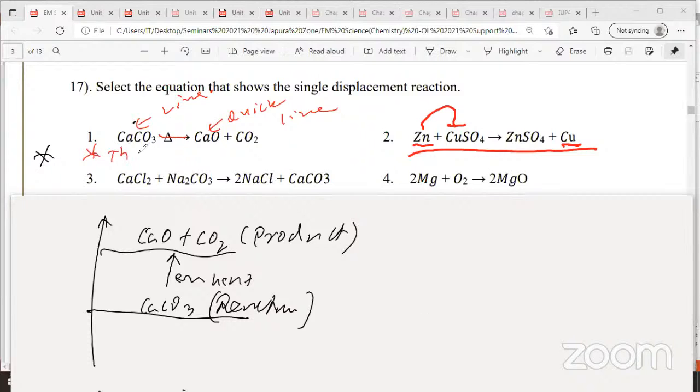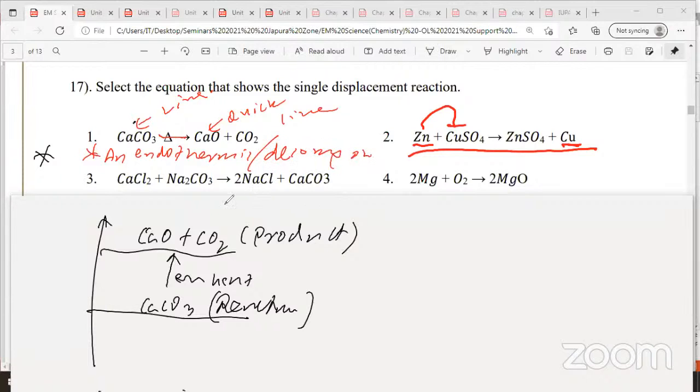A given reaction can be classified under many types, not only under one type. In Grade 10 you learn single displacement, double displacement, combination and decomposition. In Grade 11 you learn endothermic, exothermic and neutralization. So some reactions can come under more than one type. Please write here: decomposition reaction as well as an endothermic reaction. The first one is an endothermic reaction as well as a decomposition reaction.